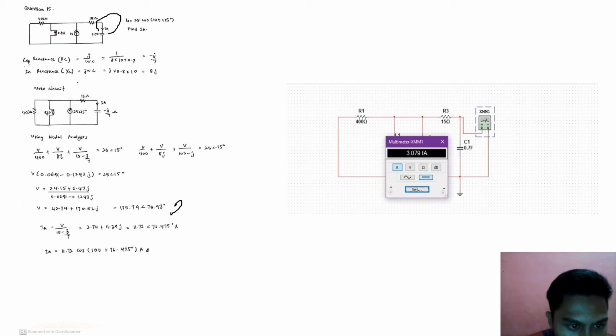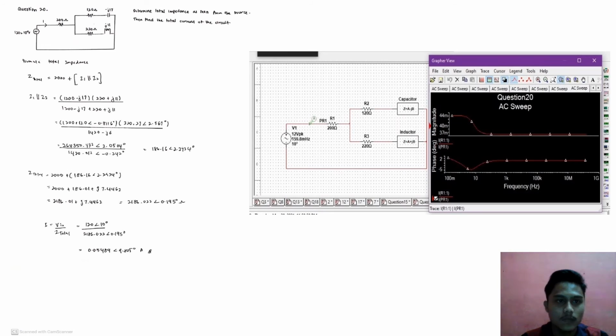So we find the IA. V equal to 15 minus j per 7 equal to 2.711 plus 11.39j. So we get the answer. The IA is this. This is the Multisim, 3.0 ampere.